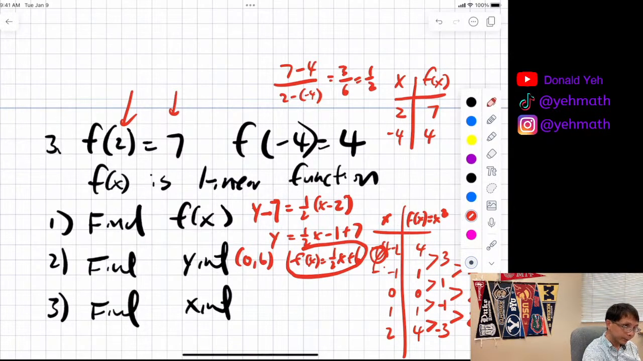And the x-intercept, it'll be negative 3, right? No. What is it? Negative 12. And that's it.